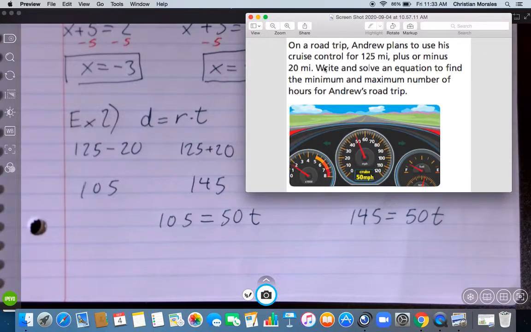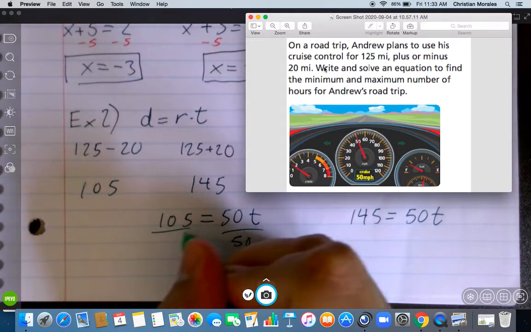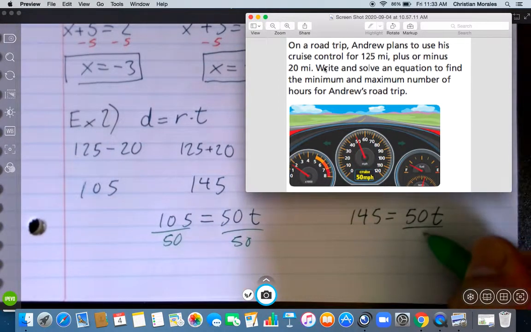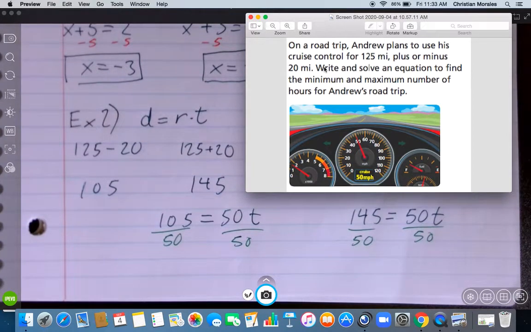Now, how are we going to solve for both? We're going to use inverse operations. We're going to divide both numbers by 50. Again, you're going to get two answers, and that's what you kind of expect in these problems, honestly. We expect these problems to give us two answers.